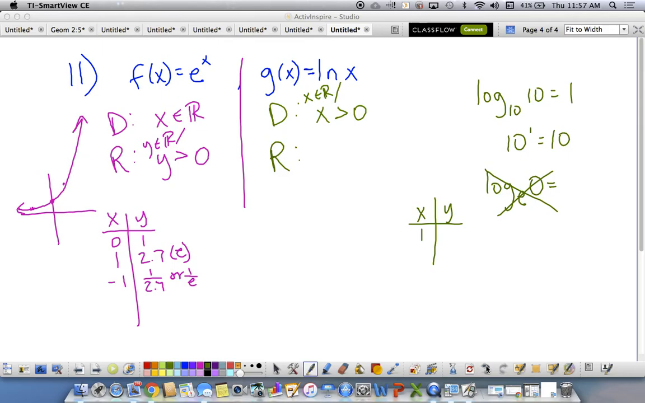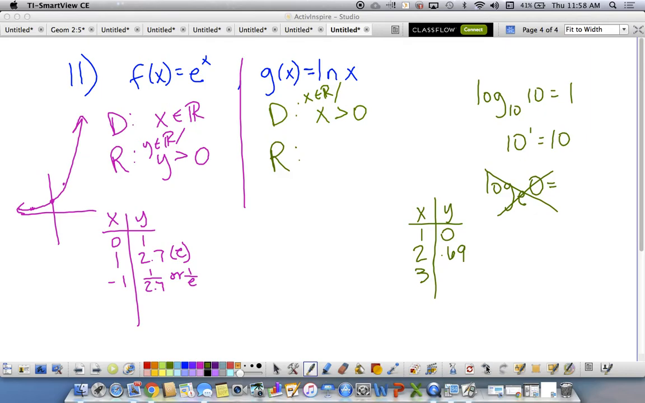Natural log of 1 is 0. Yes. What's natural log of 2? Now we got a decimal. 0.69. What about 3? Good job.